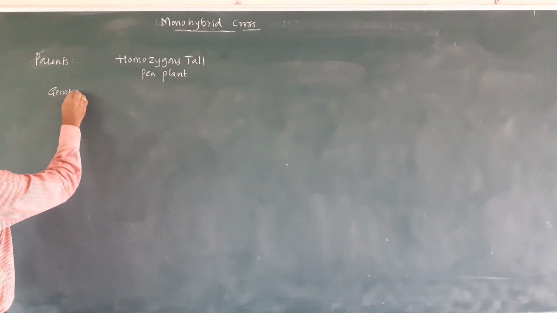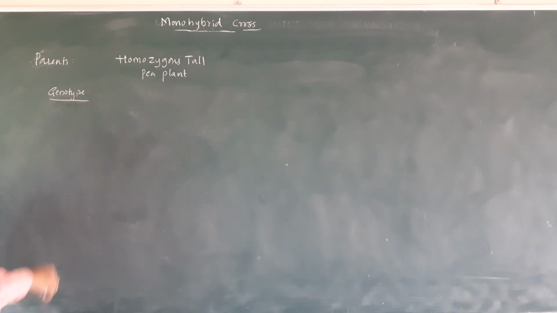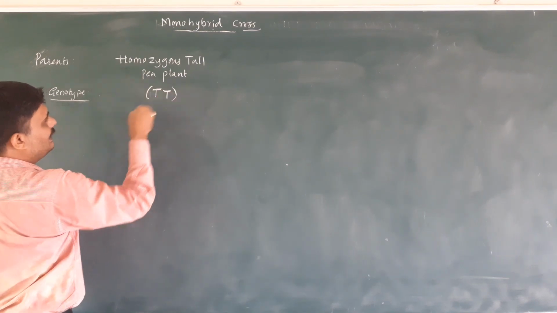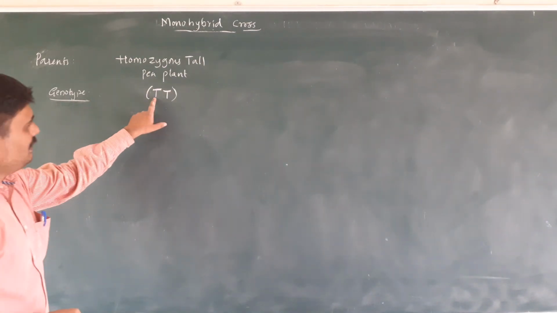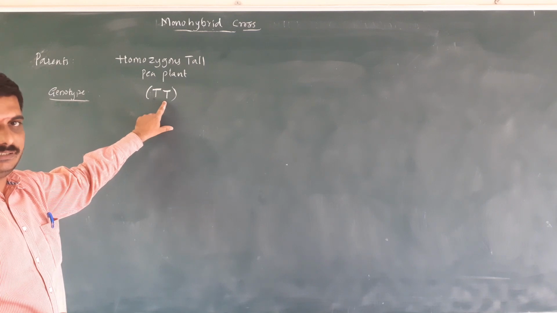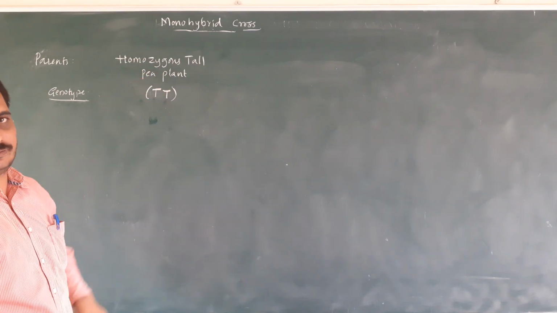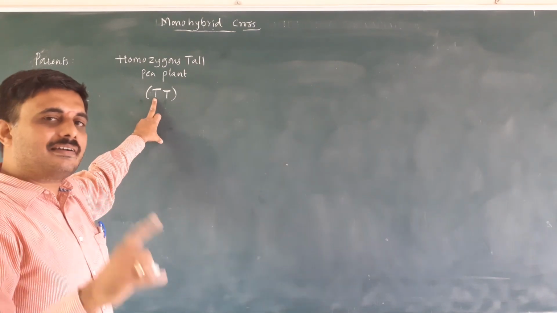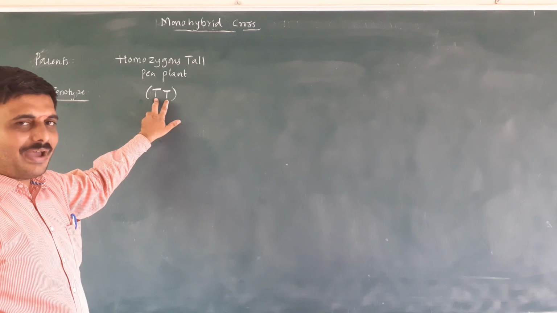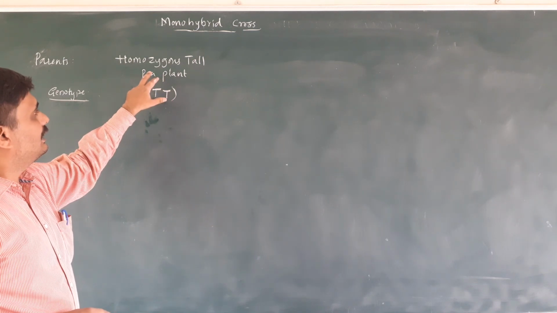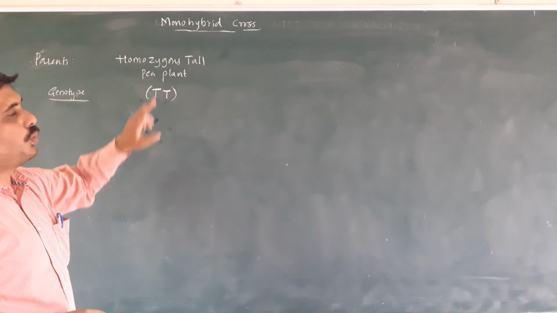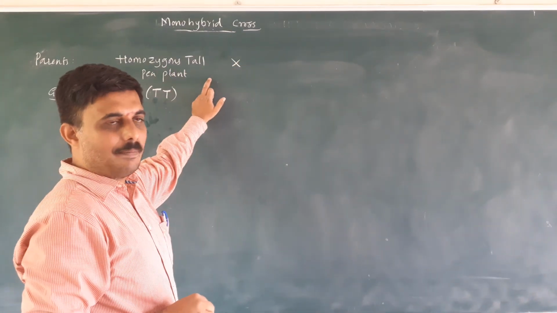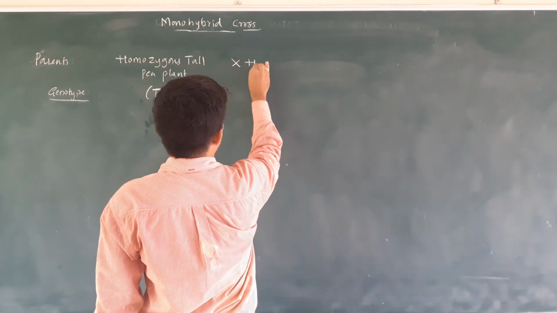What is genotype? The genetic makeup of an organism is called a genotype. It may be tall, capital T and capital T. So similar types of gametes are present. It's called homozygous. This is one gene, capital T, or by Mendel it is a factor. The two similar factors are present in a zygote. It's called homozygous.